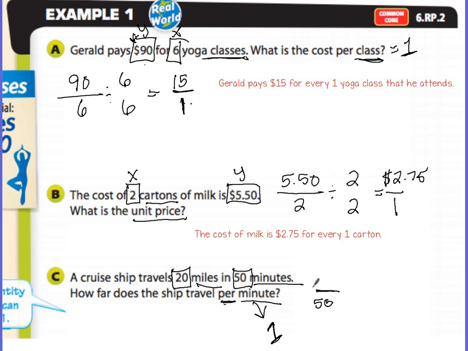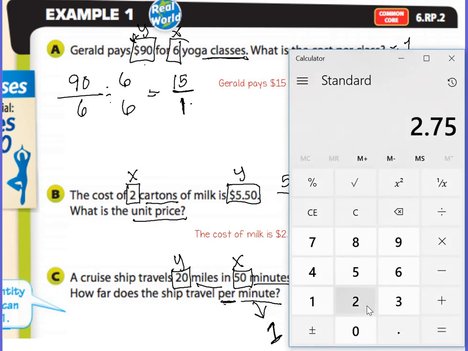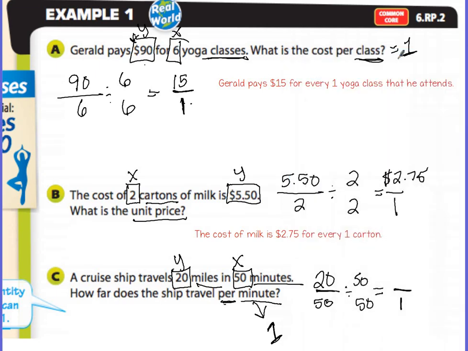But again, if you look at your independent and dependent values, how far I go depends on how long I'm traveling. So 20 miles in 50 minutes, and I want to know how fast that is per 1 minute, which does mean I'm going to divide by 50, and what I do to the bottom, I have to do to the top. Now this looks funny because I'm doing 20 divided by 50, but we have to get used to the fact that that's okay. I can do a smaller number divided by a larger number. I just know that my answer is going to look like a fraction or a decimal. In this case, I get 0 and 4/10.